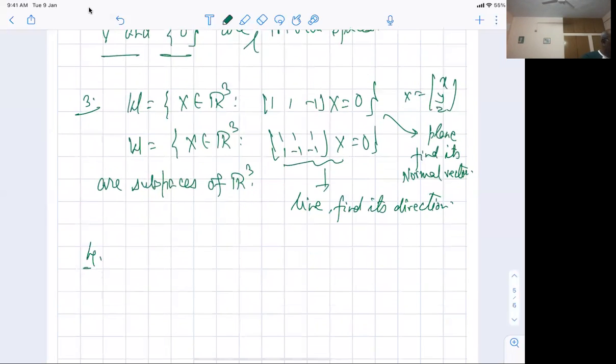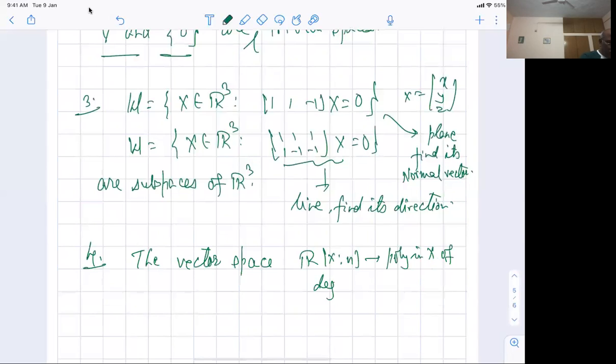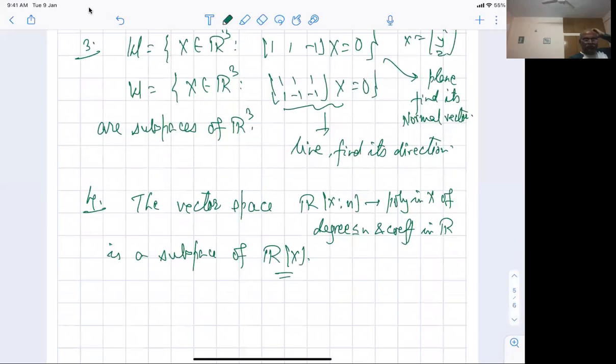Fine. Fourth, the vector space, if you recall, the set of all polynomials in X of degree less than or equal to n, and coefficients in R, is a subspace of R[x]. So this was the set of all polynomials. There was no degree mentioned. Here I'm saying that I'm restricting my attention to degrees less than or equal to n.